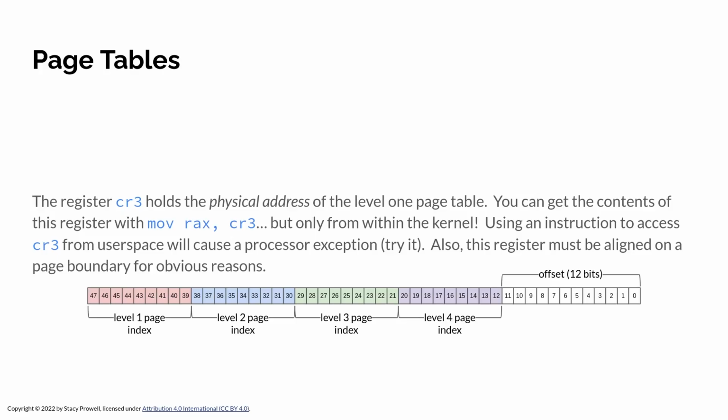You can get the contents of that register, but only if you're within the kernel. If you try it from user space, you'll get an exception. And you should try it. Write some code to access register CR3 and see what happens. Nothing's going to blow up or kill you. It's just going to cause an exception.